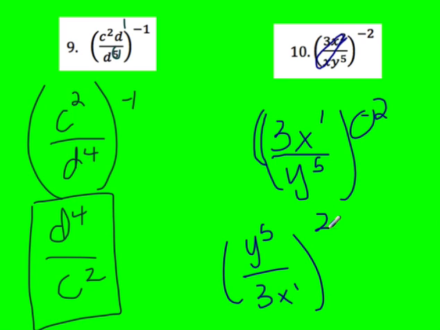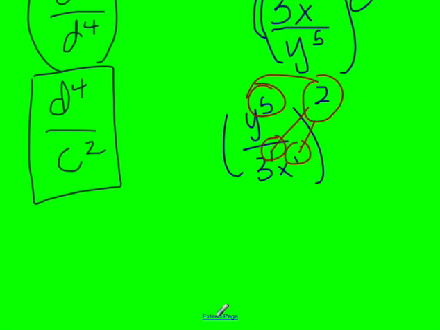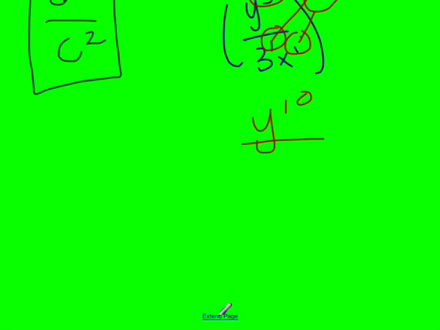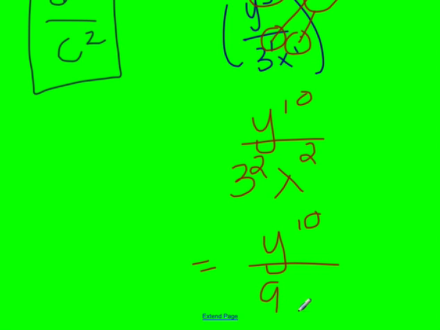And now I'm ready to distribute in my 2. Remember that 3 also has an exponent of 1. So now we're going back to taking powers of powers. So I'm going to be multiplying each of those exponents by 2. So y to the 5 times 2 is 10. 3 to the 1 times 2 is going to be 3 squared. X to the 1 times 2 is x squared. So last but not least, we need to finish out 3 squared, which is 9, and then we get x squared. So you get y to the 10th divided by 9x squared as your final answer for number 10.